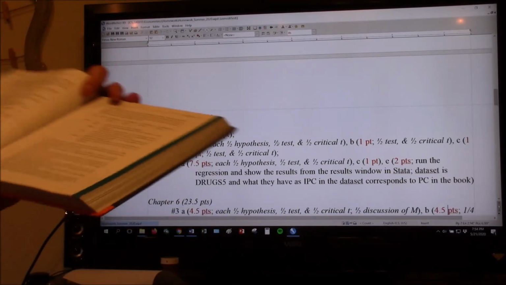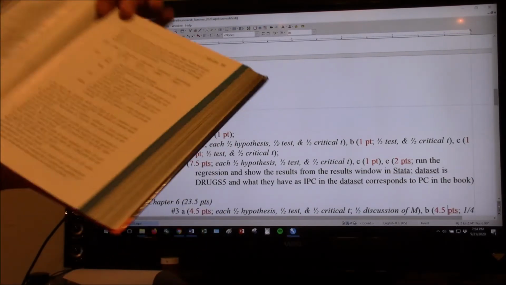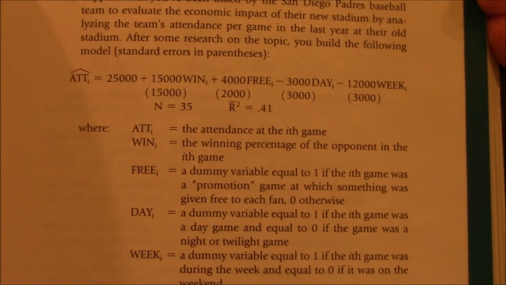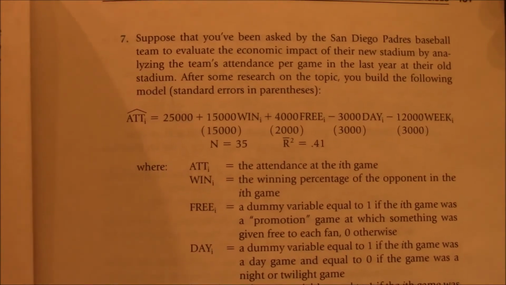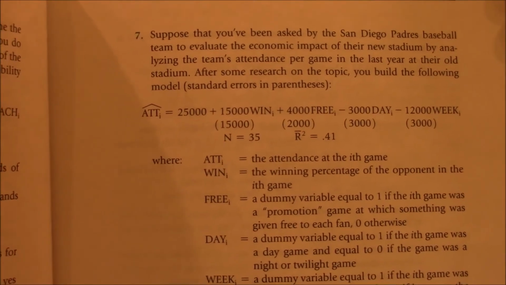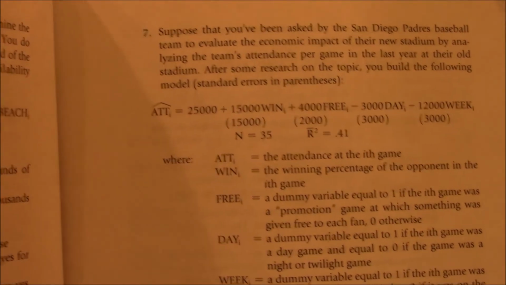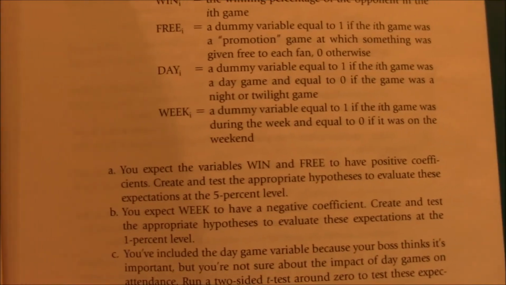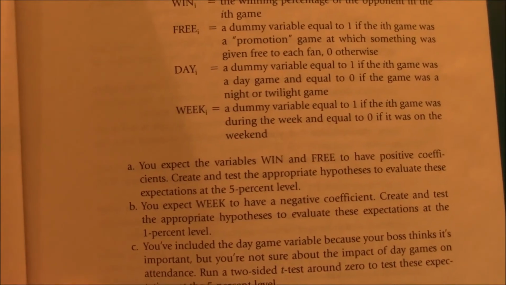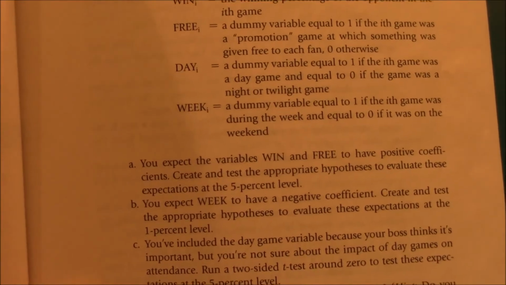So on number 7, there it is. They give you a regression right there. There are your, what do they have in parentheses? Standard errors. They gave you standard errors and not t-scores. So you're going to go back and look at the formula and figure out what you need to do. You don't have t-scores. You've got to get them. A, you expect those to have positive coefficients. Create and test the appropriate hypotheses.